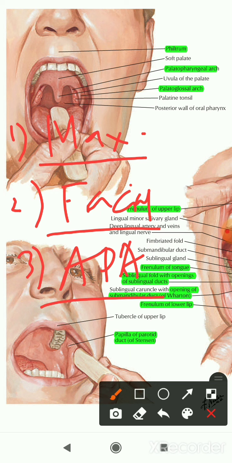And the venous drainage, all the veins drain into the pharyngeal venous plexuses. So that's all about the palate.